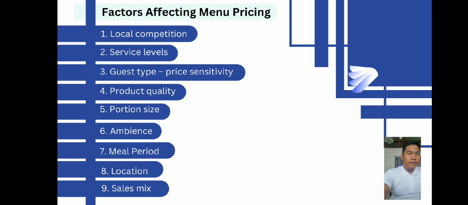Portion size. Portion sizes are the sizes of the product offered and immediately consumed, in consumer units. Next is ambience. Ambience is a feeling or a mood associated with a particular place of business.